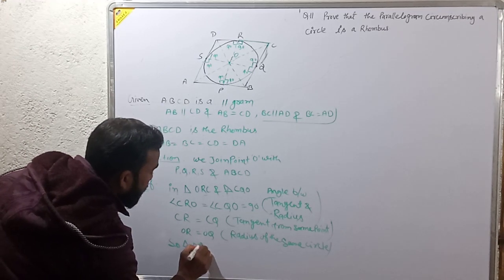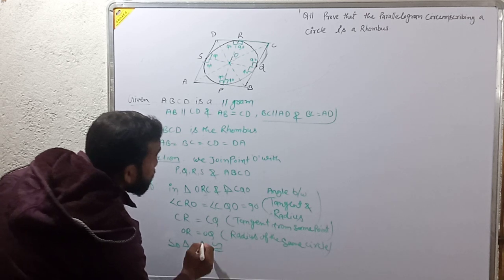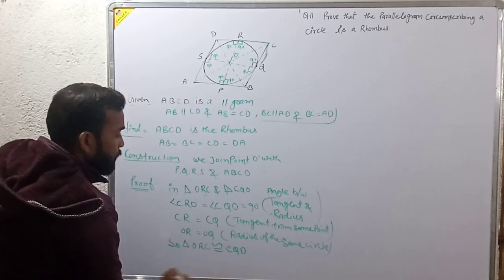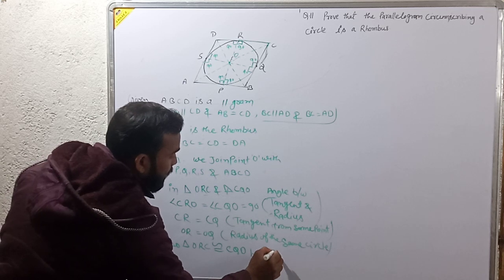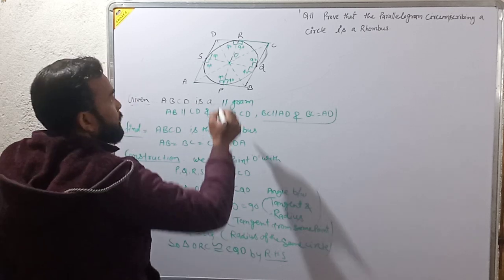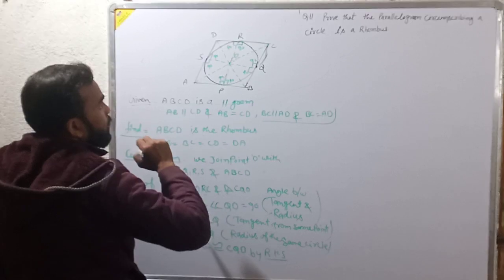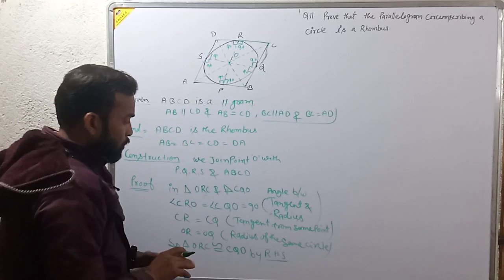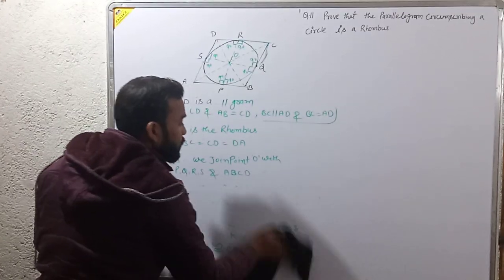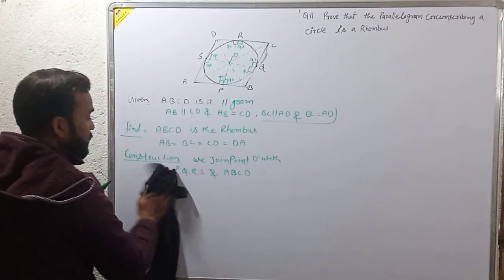So triangle ORC will be congruent to triangle CQO by RHS. Now we have to prove that AB is equal to this and this.